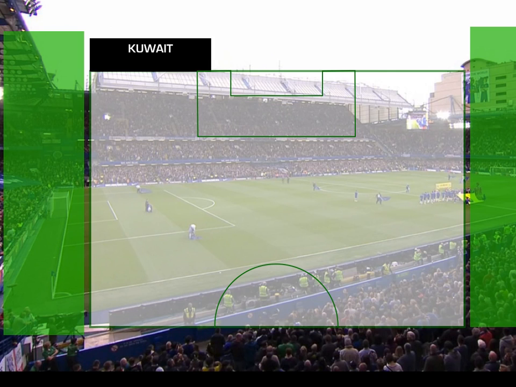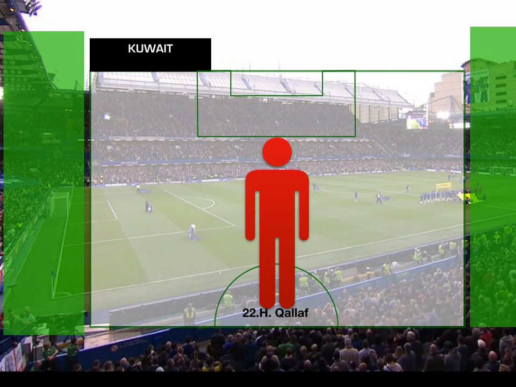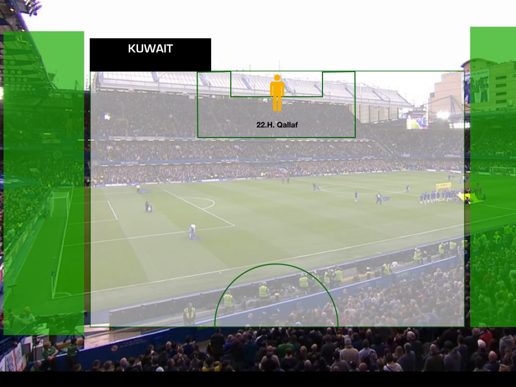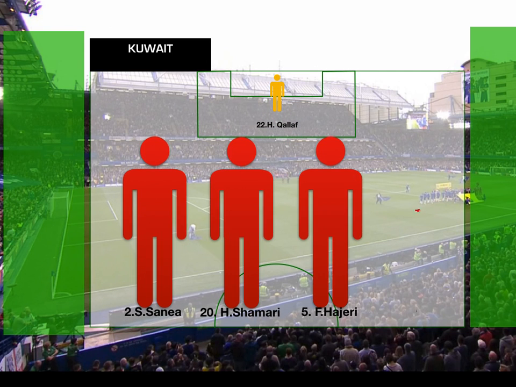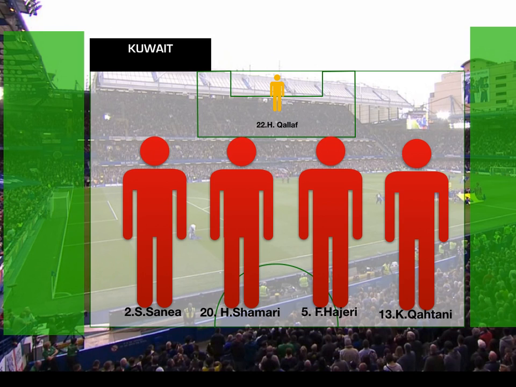Kuwait is a team that in this case only could be analyzed through their last game during their opening game in the Gulf Cup tournament. Expected to be in goal is Khalaf, number 22. They play with a defense line of 4 players with Senea, number 2, Shamari, number 20, Hajri, number 5, and Kahtani, number 13.